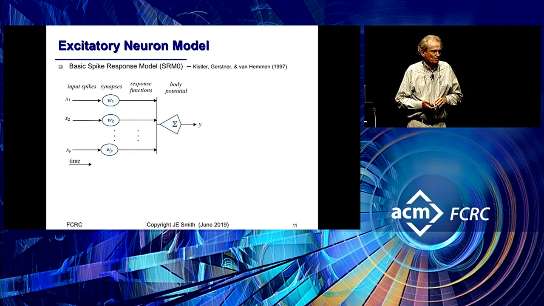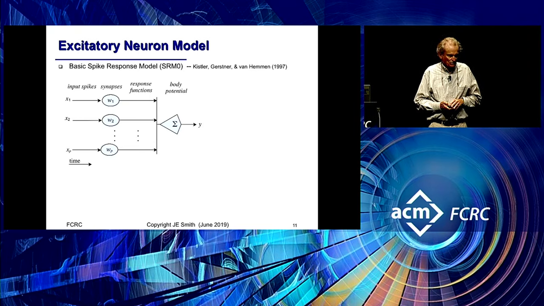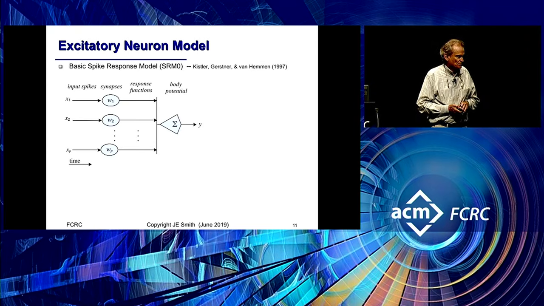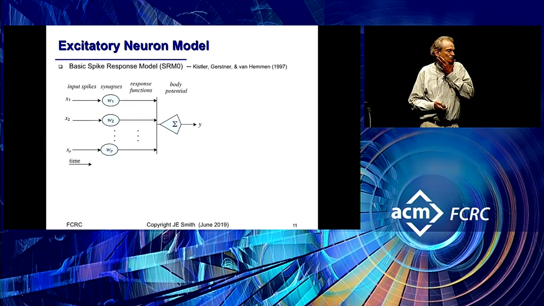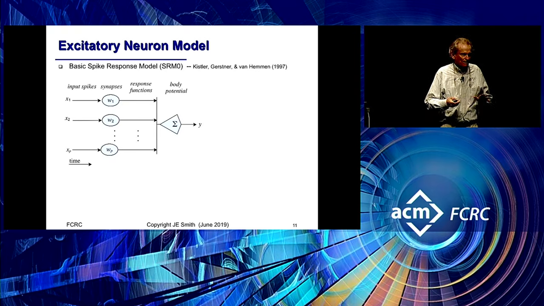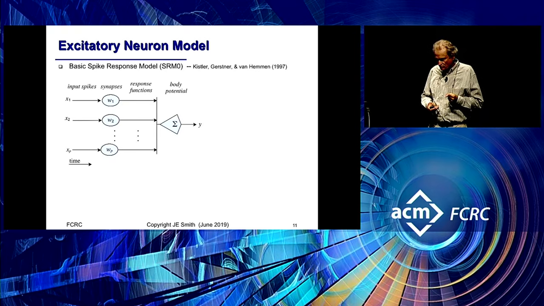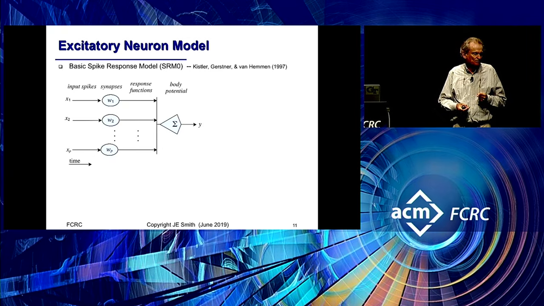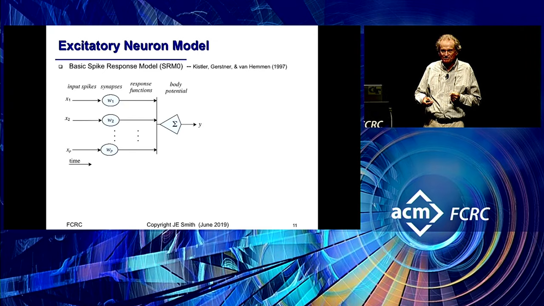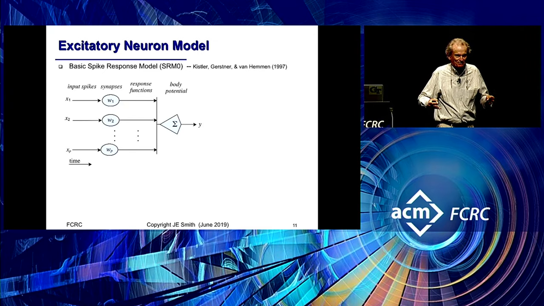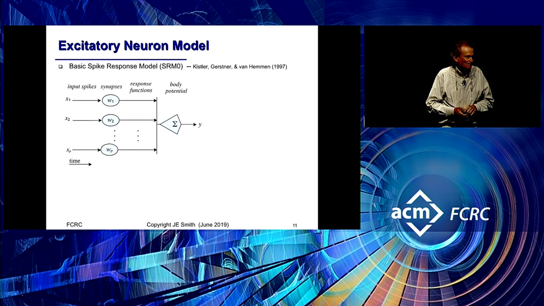So to jump immediately into modeling, here's an excitatory neuron model that's very commonly used. It's an example of a spike response model due to Kistler, Gerstner, and van Hemmen, '97. A lot of this work really started in the mid-90s. So there's already like a 20-year history, which when you compare it with conventional neural networks is actually short.